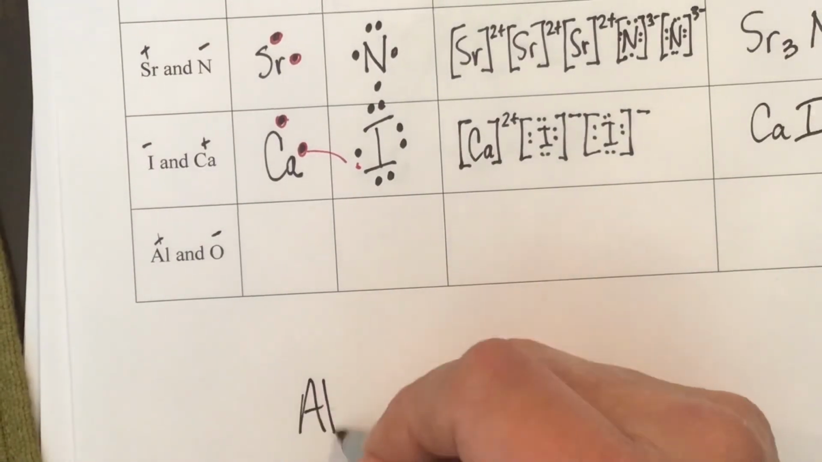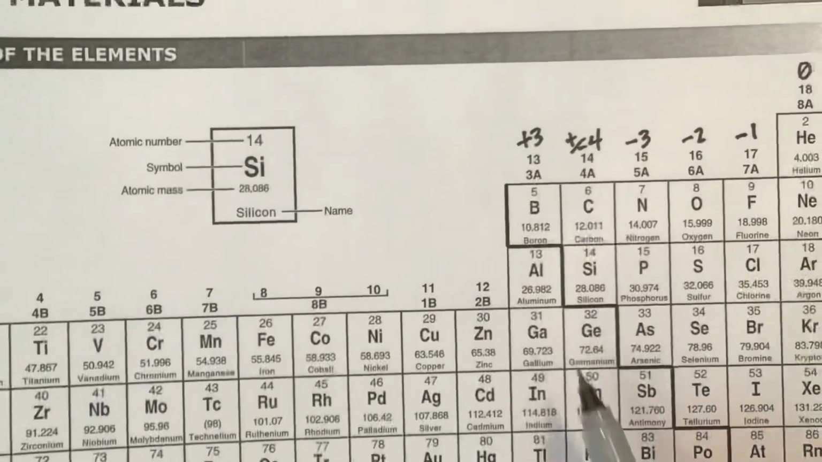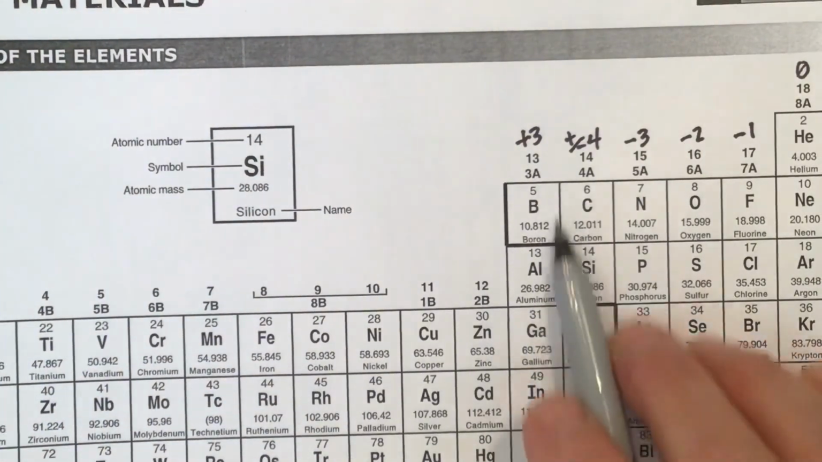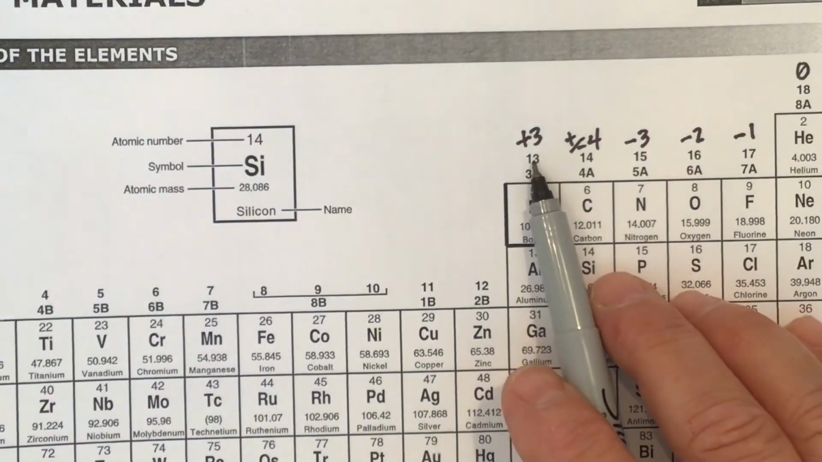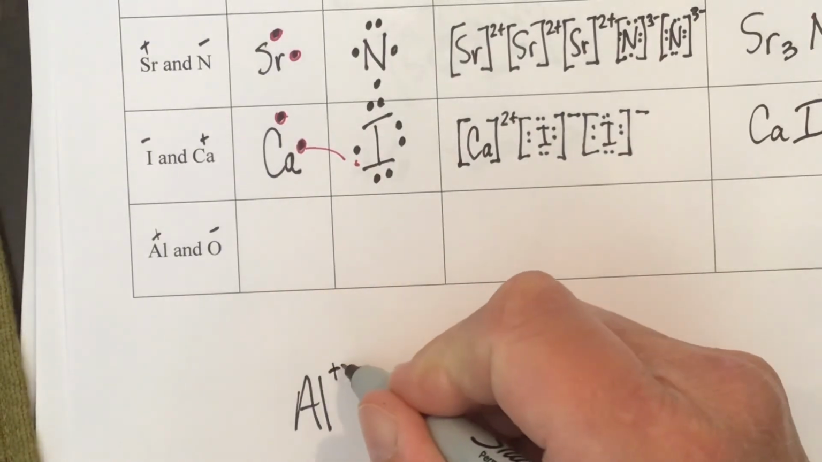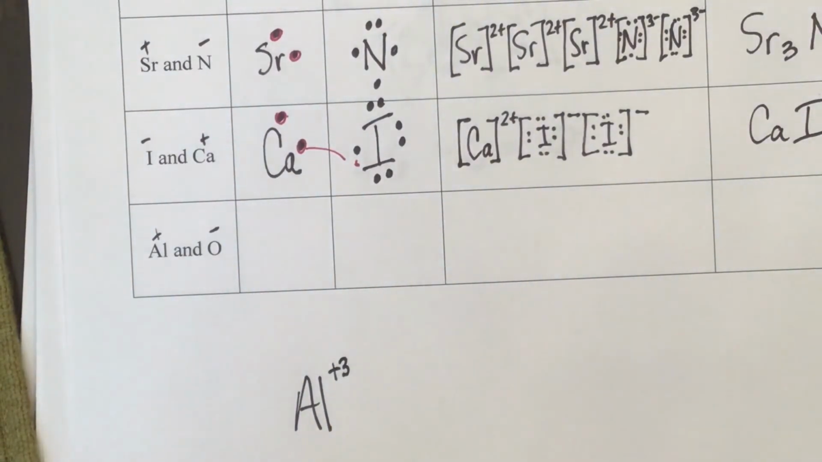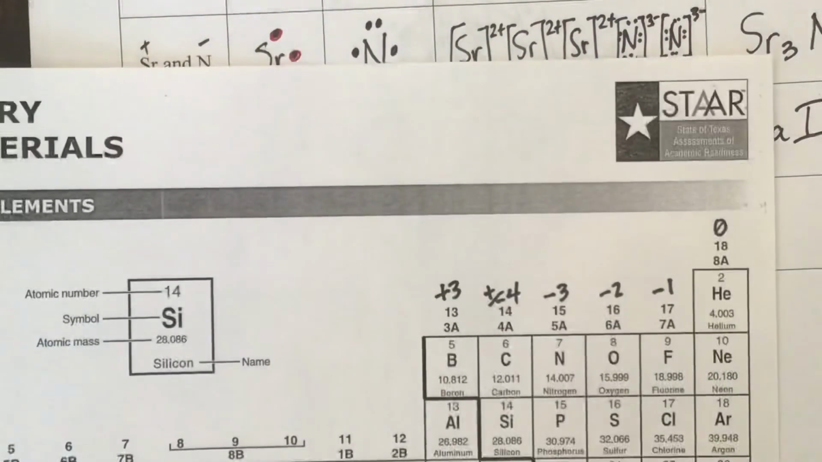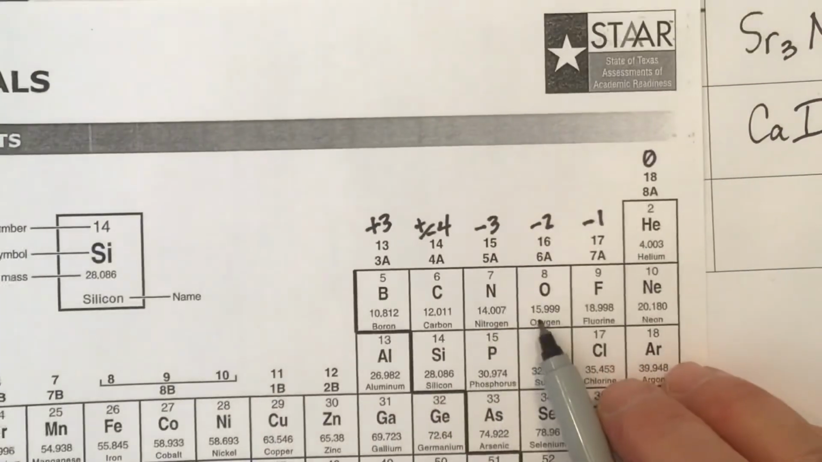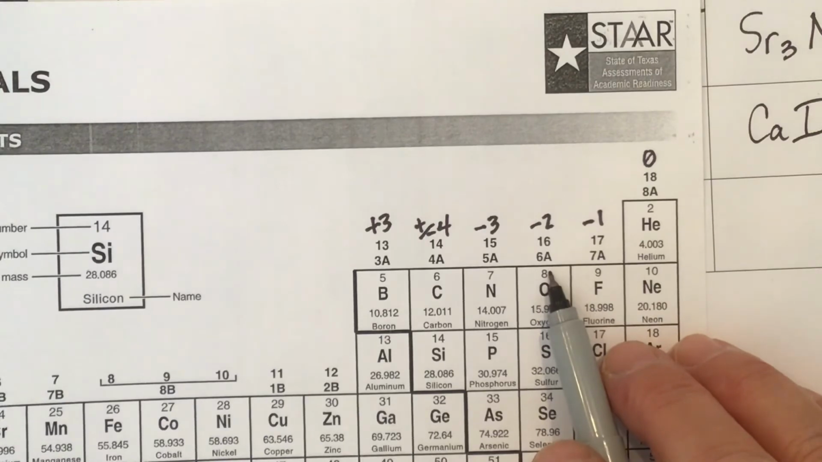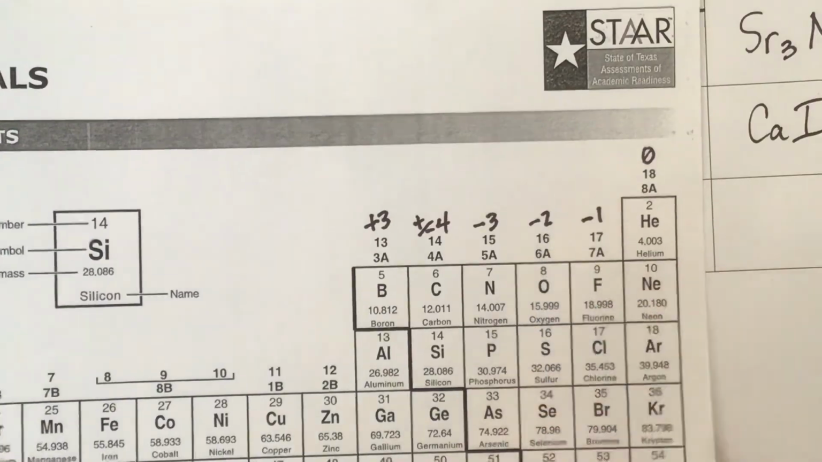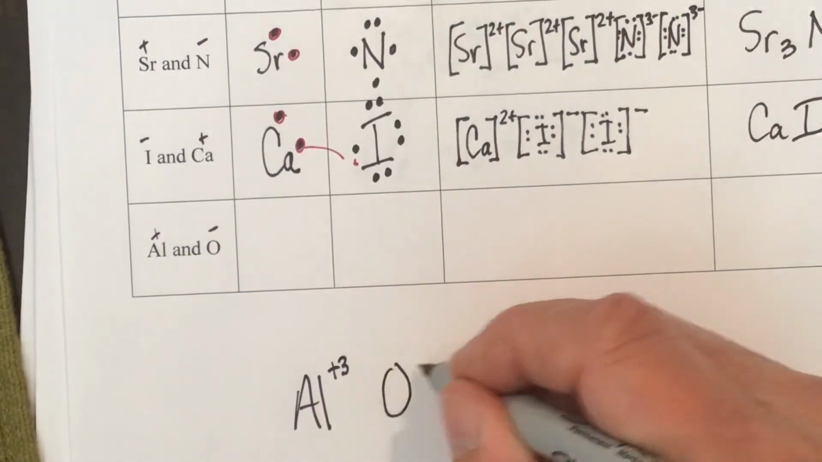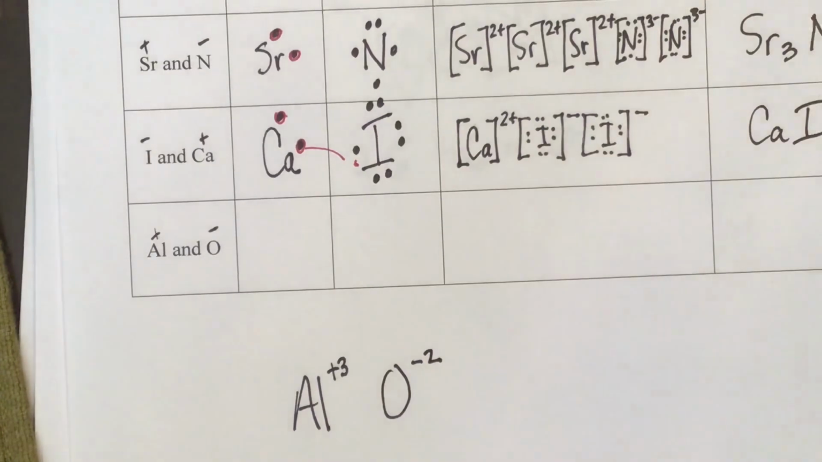Now, aluminum, we look at it on the periodic table. There's aluminum. Aluminum's in group 13 or 3A. It has 3 valence electrons. It will lose them and form a +3 ion. So here's what we're going to do. We're going to put a +3 right there. Okay. Now, oxygen. Here is oxygen. It is in group 16 or 6A. Has 6 valence electrons, so it's going to gain 2 and form a -2 ion. So we put the O, -2.